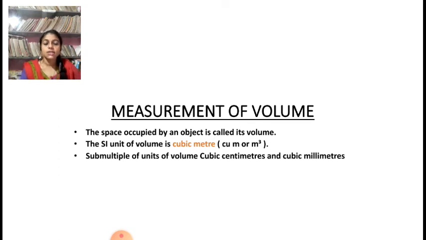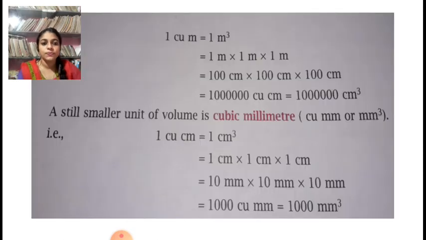Its SI unit is cubic meter. And next, the submultiples, that is the cubic centimeter or cubic millimeter. Next, you have to study the values for the submultiples. First, 1 cubic meter will be equal to 10 lakh cubic centimeters. And a still smaller unit of volume is the cubic millimeter. So 1 cubic centimeter will be equal to 1000 cubic millimeters. The values you have to study.